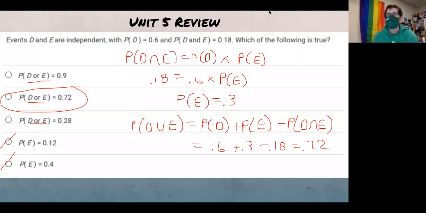Wait, so if it was mutually exclusive, then you just do P of D plus P of E? We would, except in that case we wouldn't be able to solve for the probability of E, because if they were mutually exclusive, they wouldn't be independent, and we'd have a much more challenging problem to solve to figure out the probability of E.